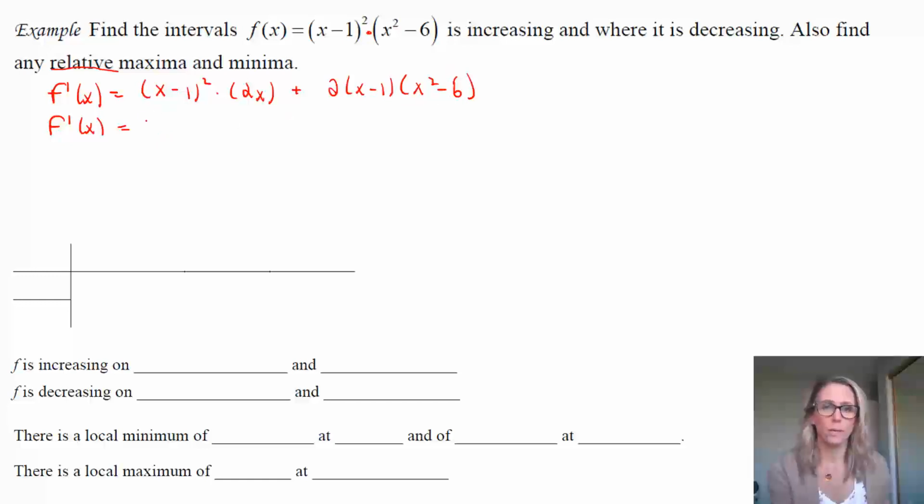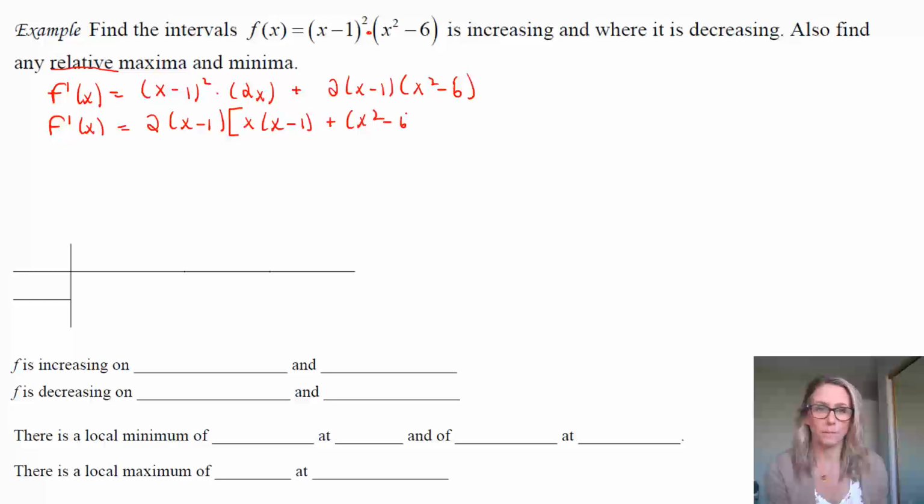And so notice that I can factor out a 2 and I can factor out an x minus 1. And then I have like a big bracket, which is going to be everything else that's inside. So what I have left from the first piece is an x times x minus 1. And everything that I have left from the second piece is just an x squared minus 6. So that's what I have there.